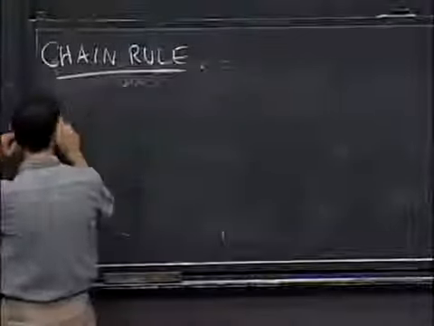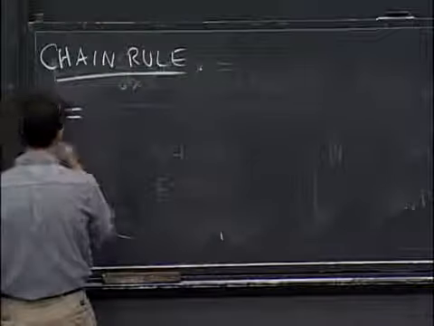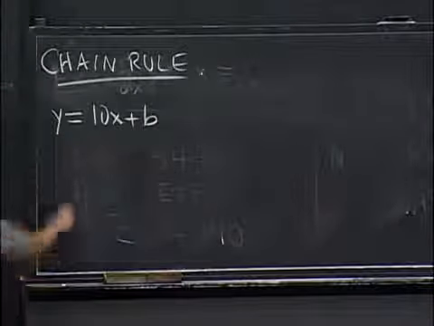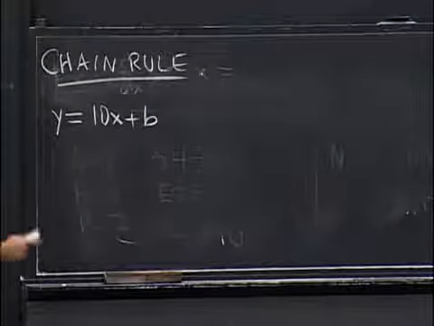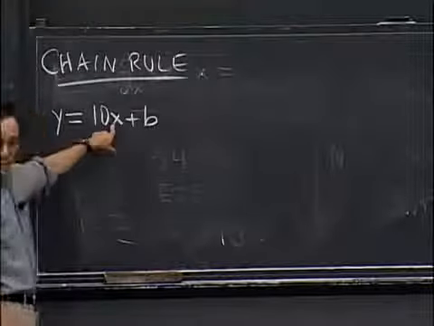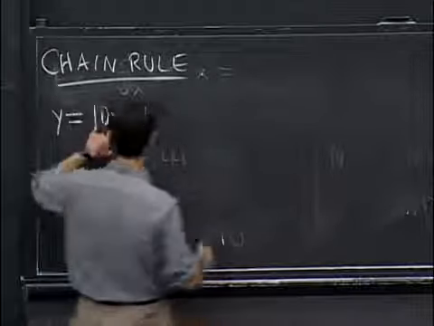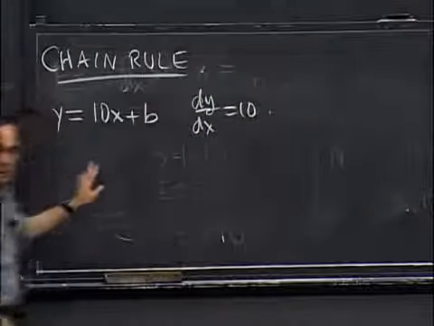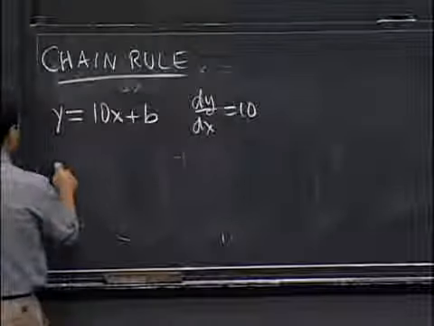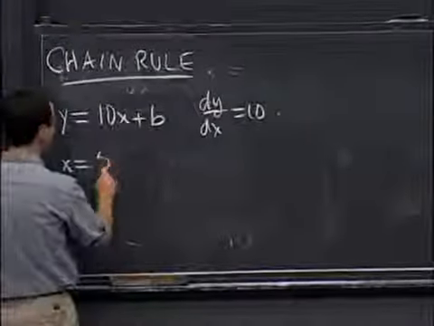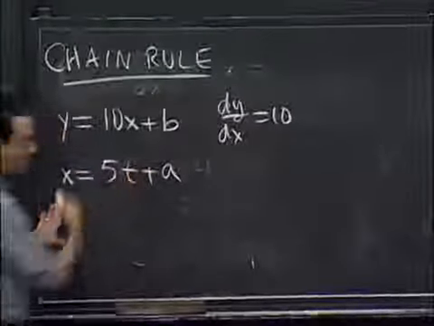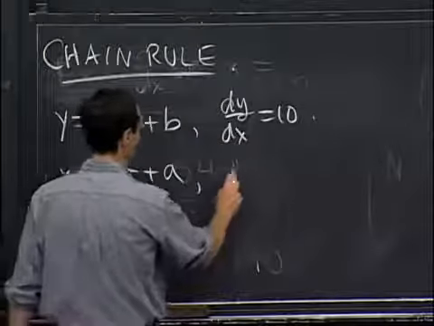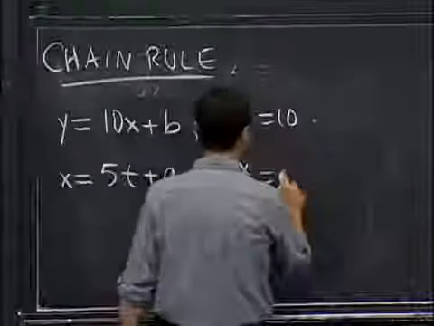So imagine that you have a function which is, say, 10x plus b. All right? So y is 10x plus b. Then obviously, y is changing 10 times as fast as x. The issue is this number here, dy/dx, is 10. And now if x is a function of something else, say t, 5t shifted by some other constant a, then dx/dt is 5.